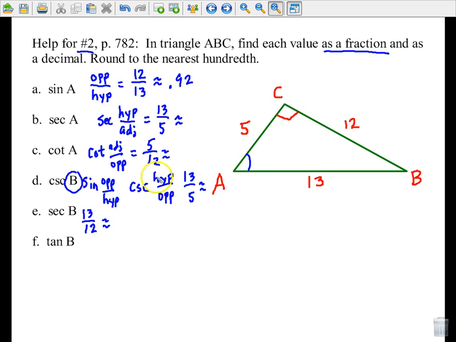And then we got one more for this homework problem, tangent B. Remember, tangent is opposite over adjacent. So in this case, for angle B, the opposite is 5, and the adjacent is 12, and then come up with the decimal form. All right, just practicing the trig functions for number 2.